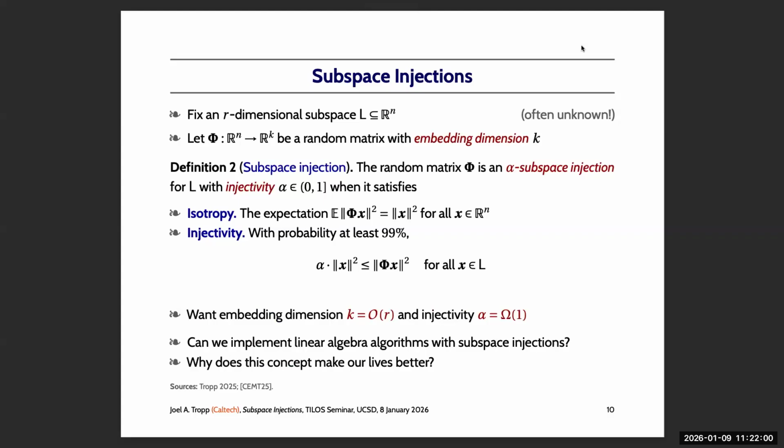So as I said, we're going to lower our standards. We're going to ask for less. So this is the key definition in this talk. I warned you that this is at least slightly technical. Now we've got a subspace of dimension r in a high dimensional space. And we would like to understand what happens when we apply a random matrix to reduce its dimension from n to k. We say that the random matrix is a subspace injection for that subspace if it preserves the norms of vectors on average.